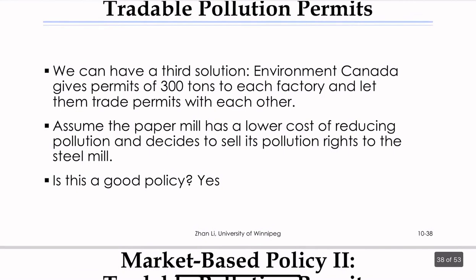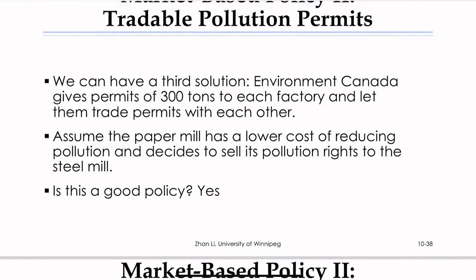Now let's examine a third solution. Remember, we basically talk about two kinds of solutions. The first one is the command and control. That is, each firm cannot emit more than 300 tons of pollution into the river. And the second one is the market-based. And in this case, Environmental Canada can impose the tax on each factory.